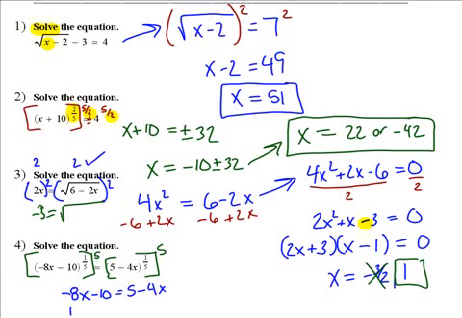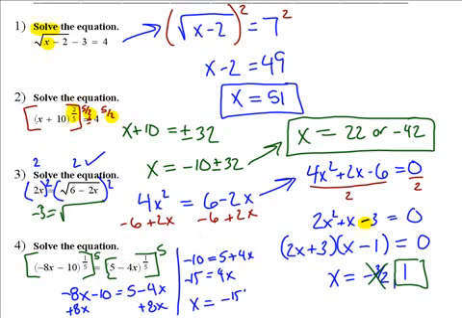If I add 8x to both sides, the result there is negative 10 equals 5 plus 4x. If I subtract the 5 from both sides, I get negative 15 equals 4x. And divide by 4, x equals negative 15 fourths. That's the same as negative 3.75, or negative 3 3/4. So x is negative 15 fourths. If we plug that in, that'll also check. Any questions on number 4? Or 1, 2, and 3?